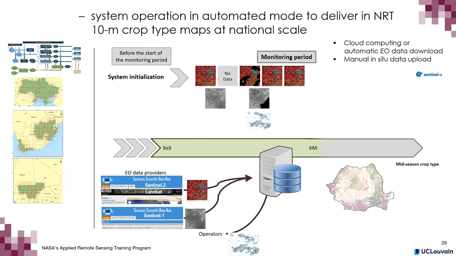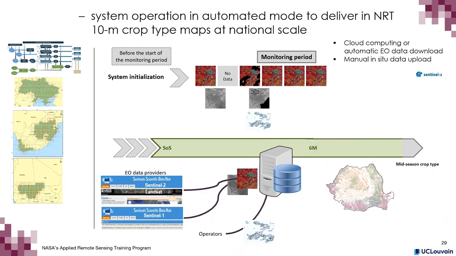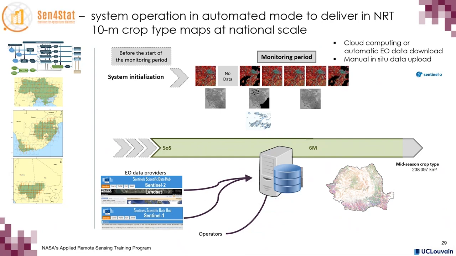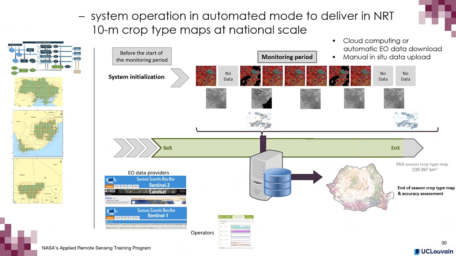Of course, the season will continue and new acquisitions will be acquired. Maybe new in situ data will also be uploaded and will allow us to proceed with a final crop type map at the end of the season. This final crop type map, of course, is expected to be better, providing better accuracy metrics. This is the way it could be run for a large-scale area, and it has been running since 2016.